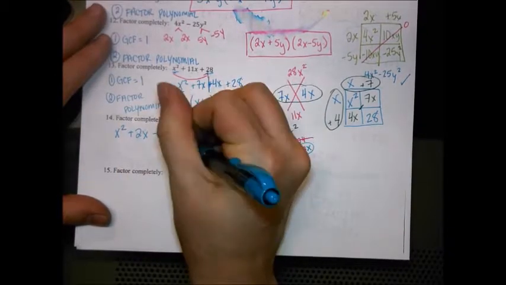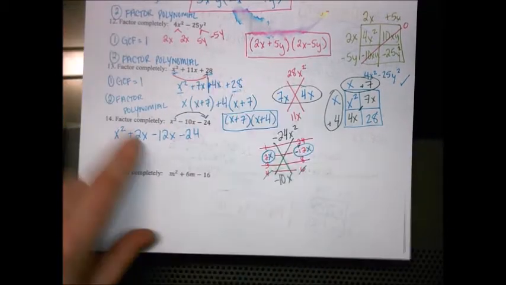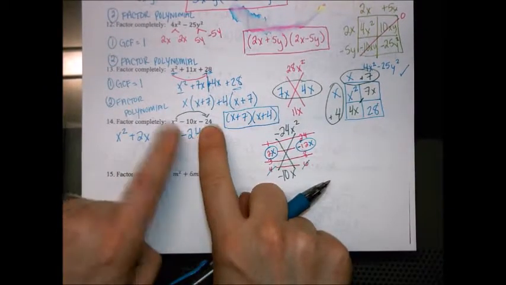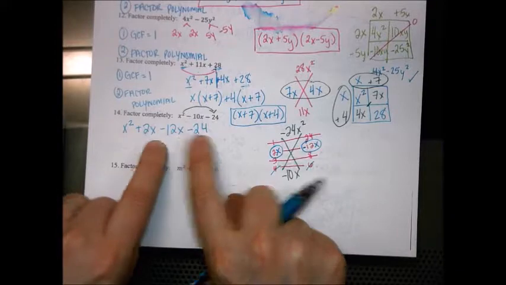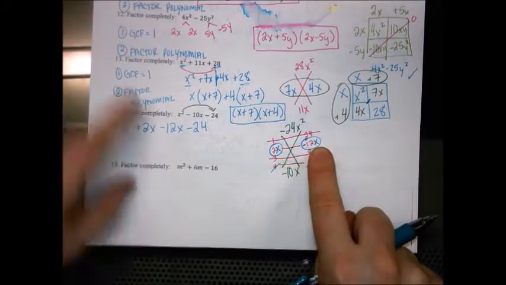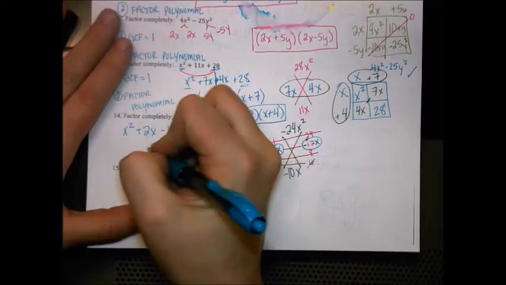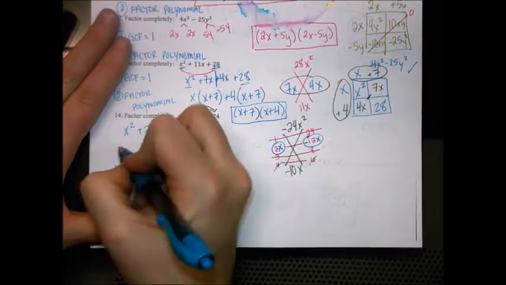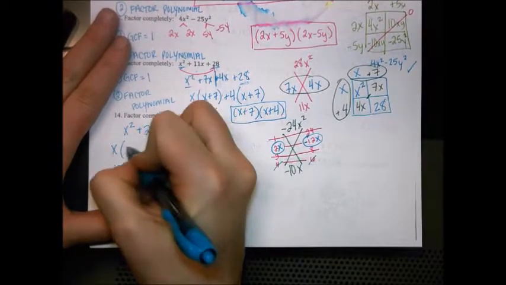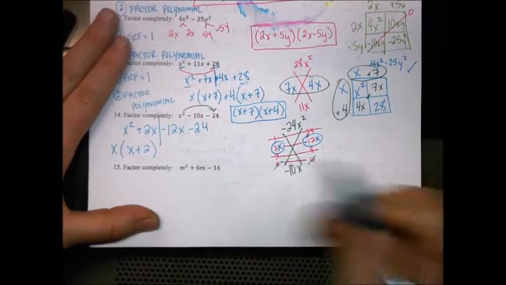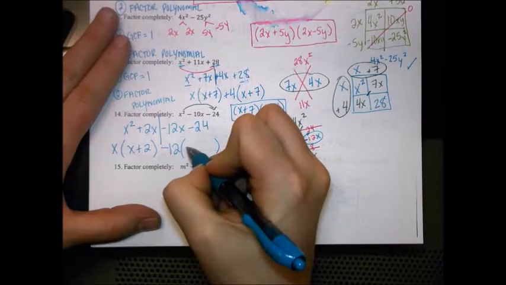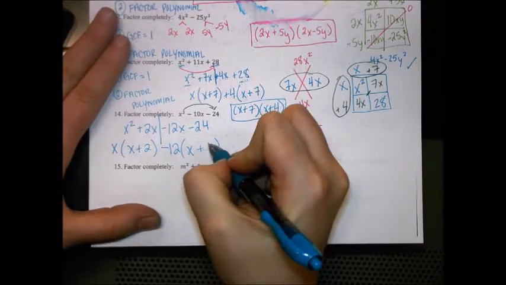So I'm going to write x squared plus 2x minus 12x minus 24. My first and the last terms are the same. These middle terms come from my diamond. Then I want to split them, and my greatest common factor is x, and I'm left with x plus 2. Over here, my greatest common factor is negative 12. I divide that from each, and I'm left with x plus 2.